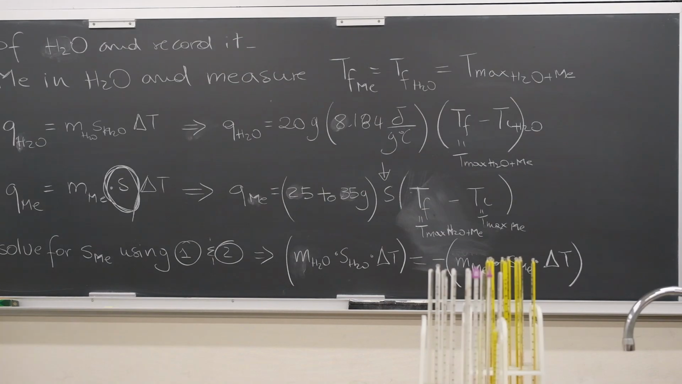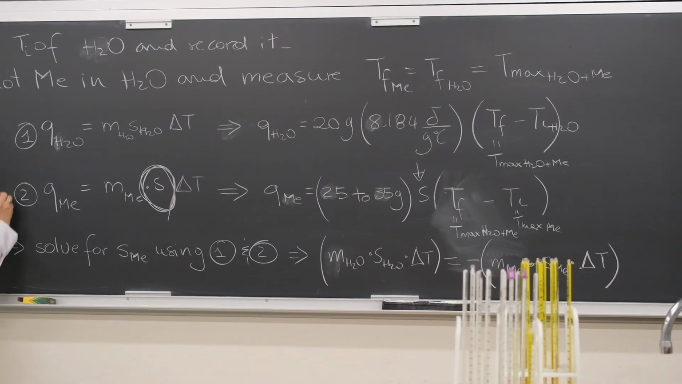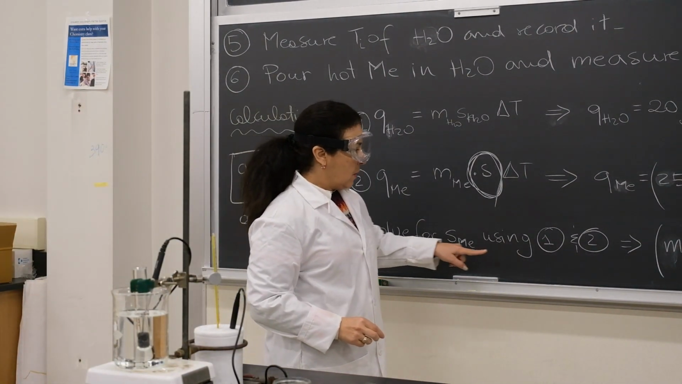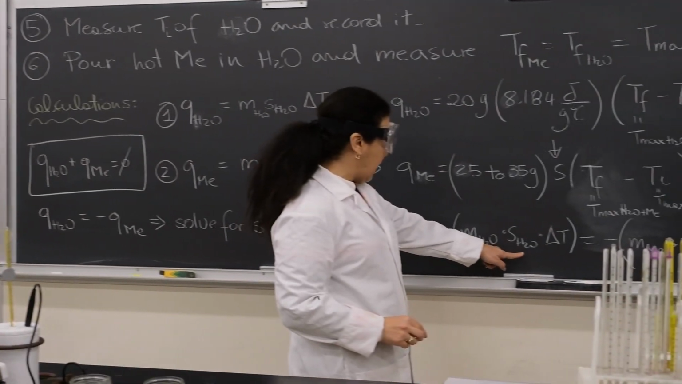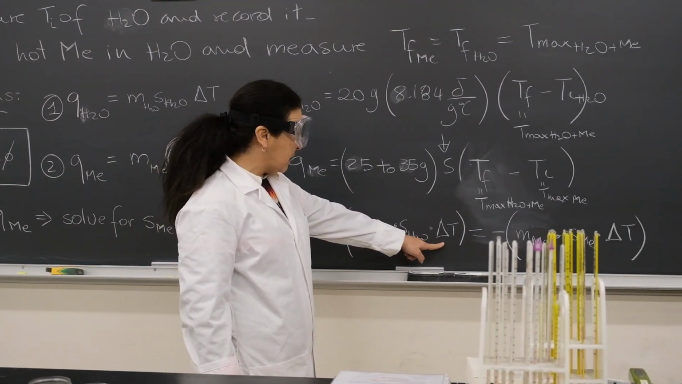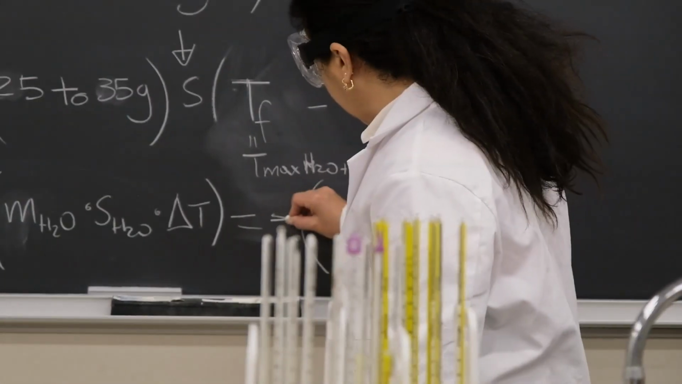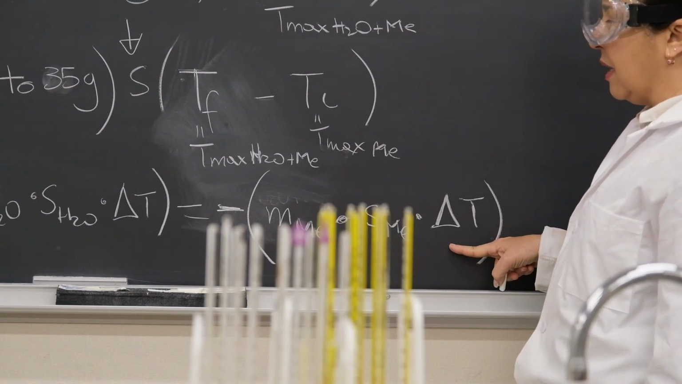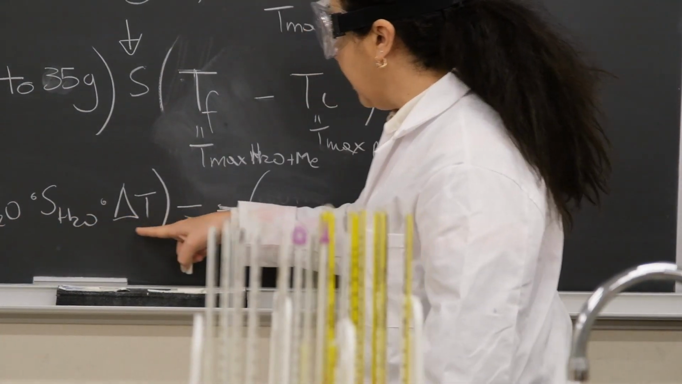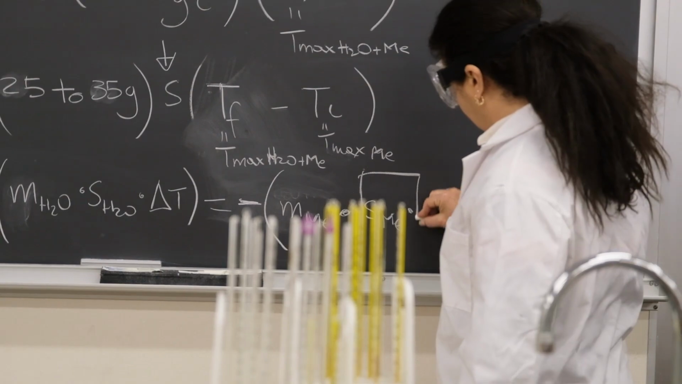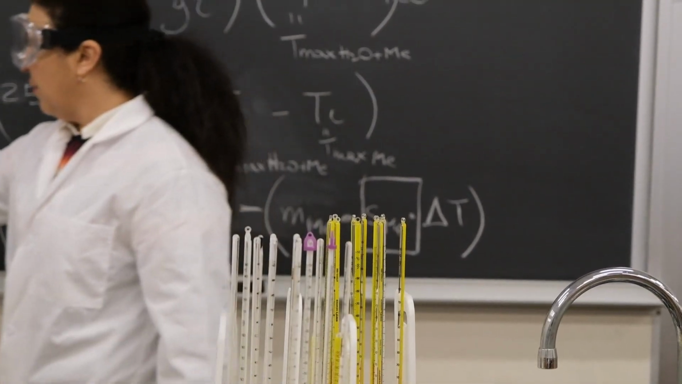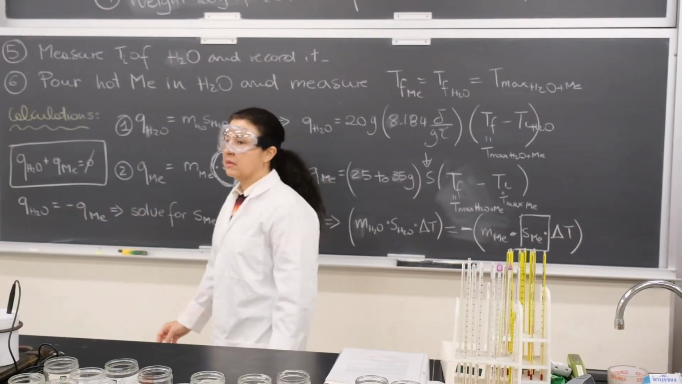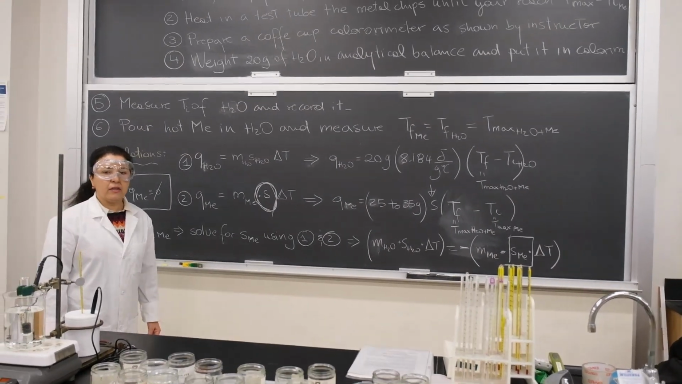Because we know this from the first principle of thermodynamics, we can solve for S, writing that the mass of the water times the specific heat of the water times delta T is equal to negative the mass of the metal times the specific heat of the metal times delta T. You have all these values except for this one, so you solve for the specific heat of the metal. Okay? Any questions? All clear? Okay, so let's get started.